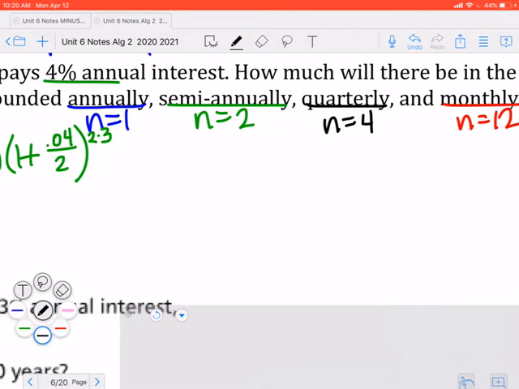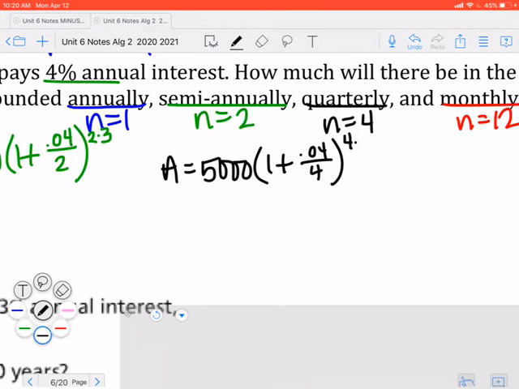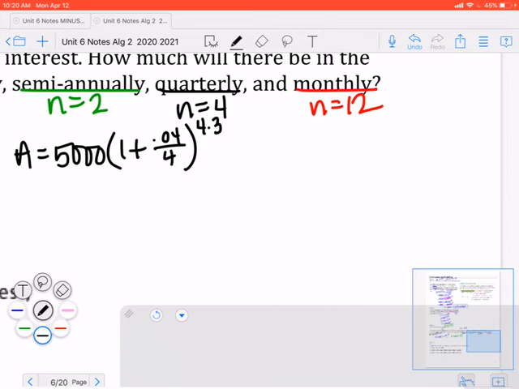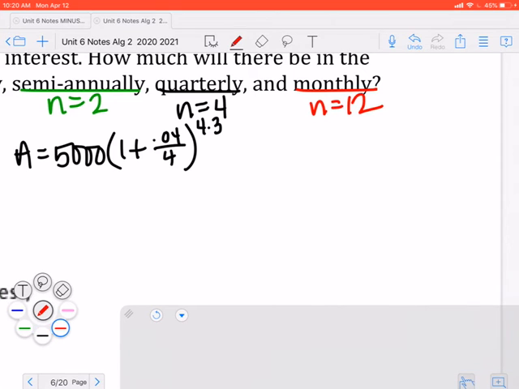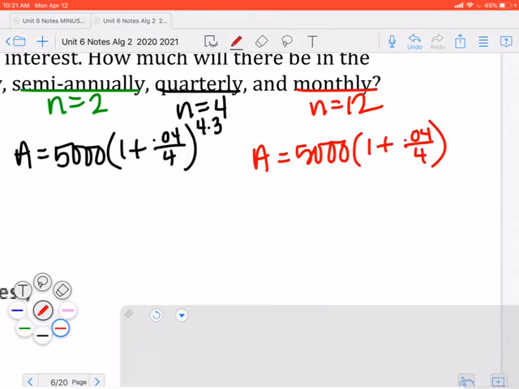And now when n is 4, A is equal to 5,000 times 1 plus 0.04, for the rate, over 4, for the n, to the power of n times t, 4 times 3. And finally, A is equal to 5,000 times 1 plus 0.04 over 12, since this time n is 12, to the power of 12 times 3.